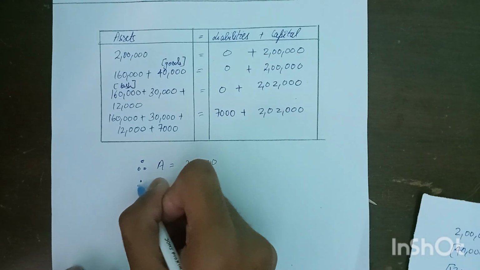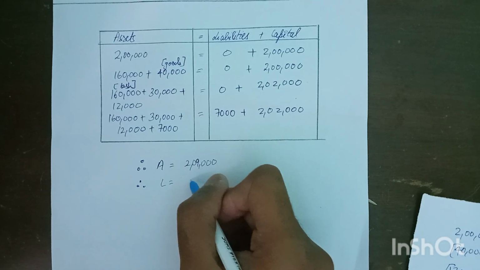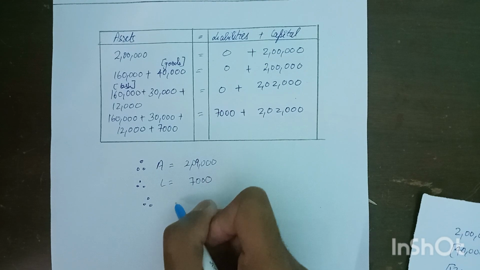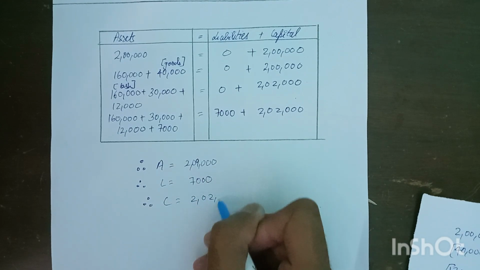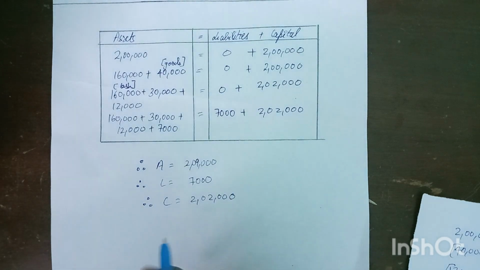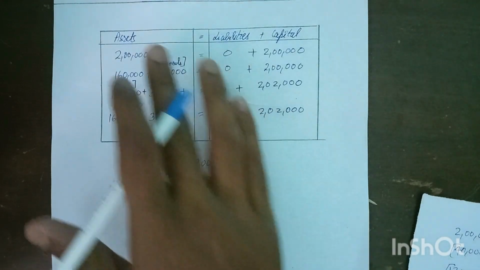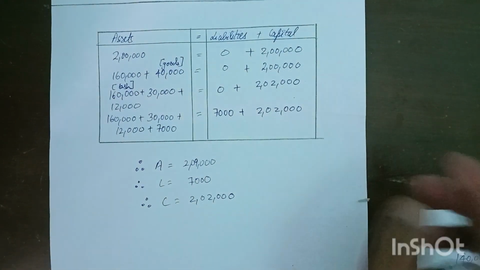2,09,000. Liabilities is equal to 7,000, and capital is equal to 2,02,000. If you solve this according to what I taught you, you will get correctly 6 marks. Okay, let us go to next question.